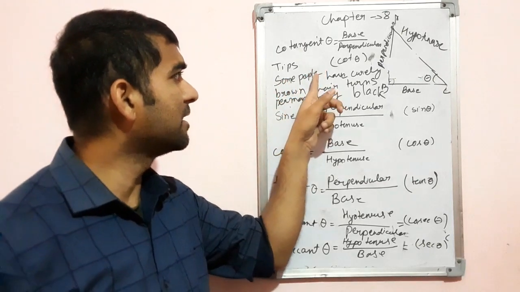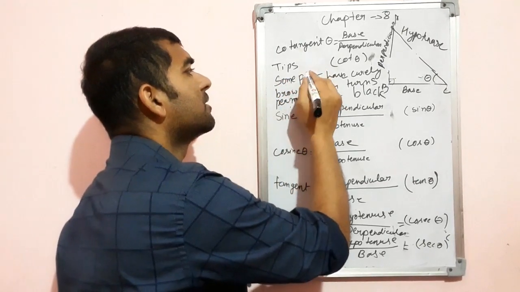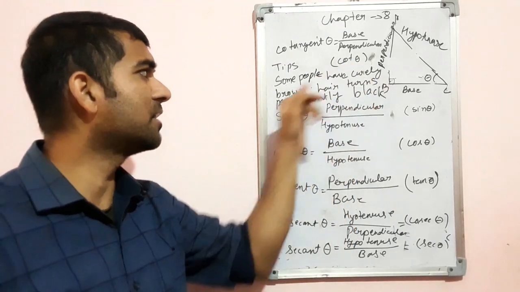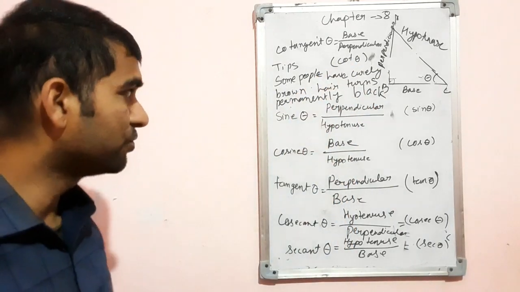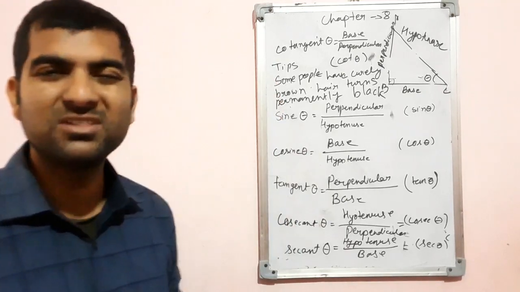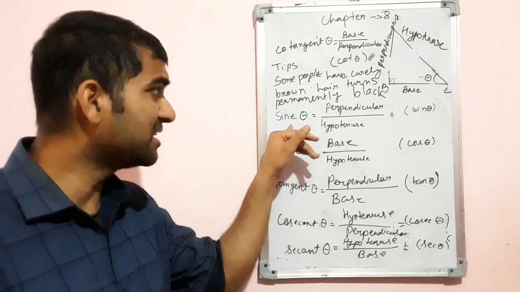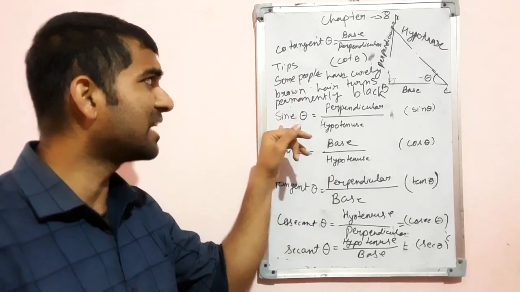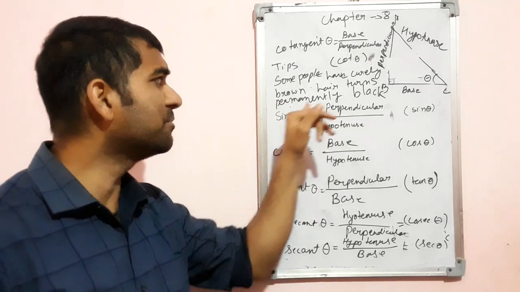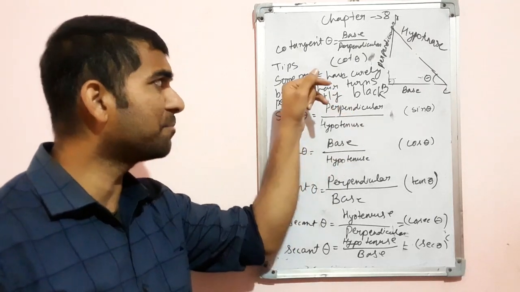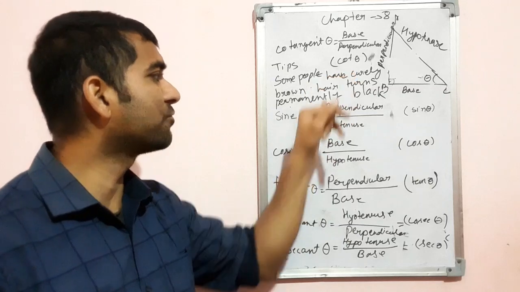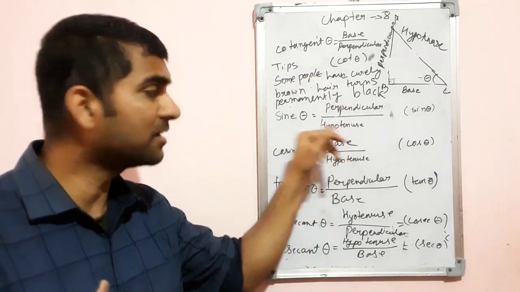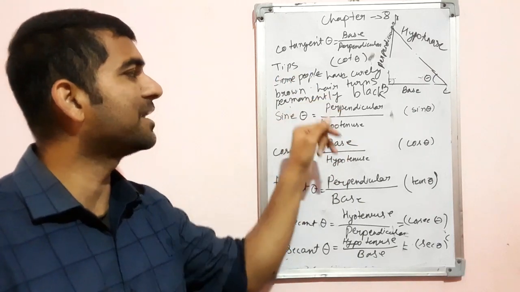Some people have curly brown hair, turns permanently black. So how to know that? Through this line we can learn all these things. So some, we write sine. S for some, S for sine. People: P for perpendicular, P for people. Have: H for hypotenuse. So some people have, so sine is perpendicular by hypotenuse.